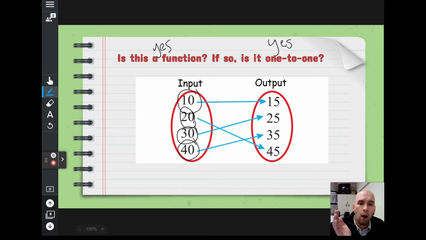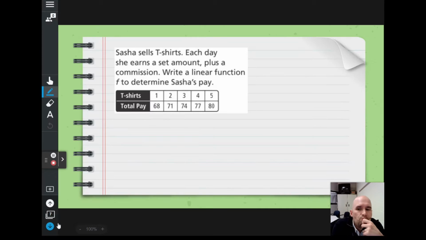So usually if I ask you if it's a function, I don't care how often the output or the range or the y value is used. But in this case, one-to-one means I do care a little bit now. And in this case, yeah, it is one-to-one.